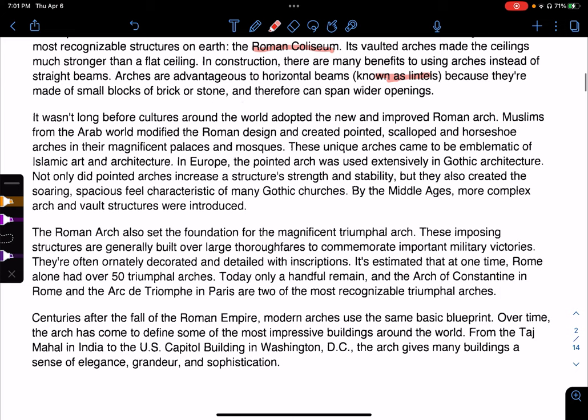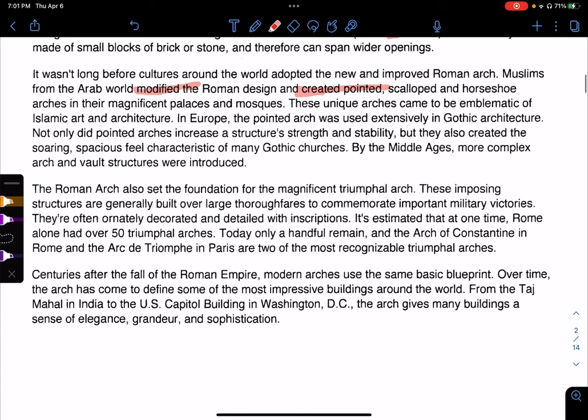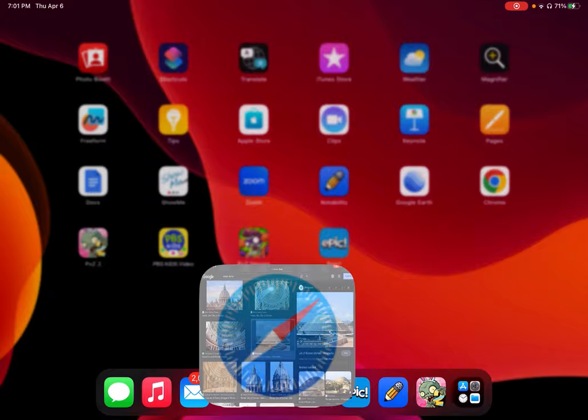Muslims from the Arab world modified the Roman design and created pointed, scallop, or horseshoe arches in their magnificent palaces and mosques. These unique arches came to be emblematic of Islamic arts and architecture. In Europe, the pointed arch, remember the pointed arch is going to be different, was used extensively in Gothic architecture. So later in the Middle Ages, you have pointed arches.